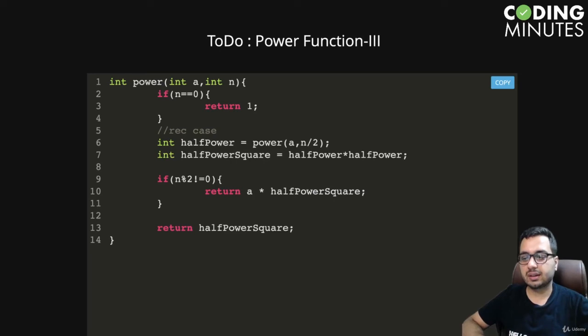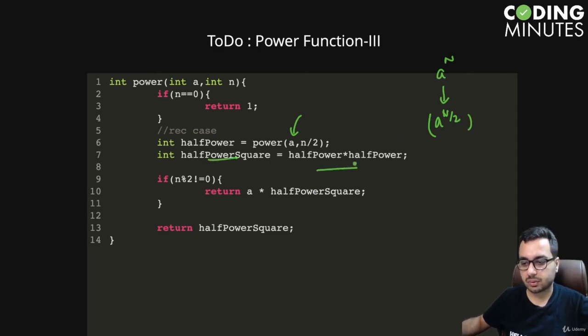Now let us look at another example, power function 3. Here we are doing some smart work. We are computing a raised to the power n. It can be written in terms of a raised to the power n by 2, and we are squaring this up, and checking if n is odd, then we are multiplying it with a, otherwise we are not. All of this is constant work. The only thing we are doing is reducing t of n into some constant work k plus t of n by 2.